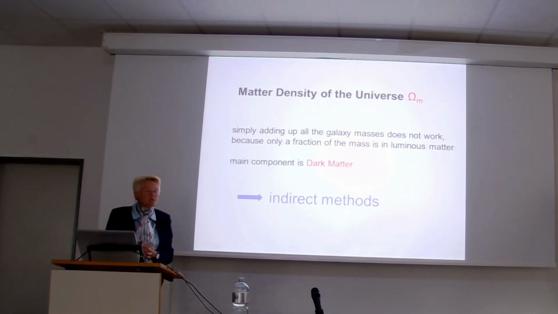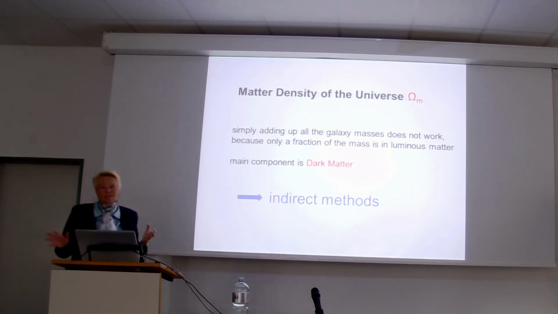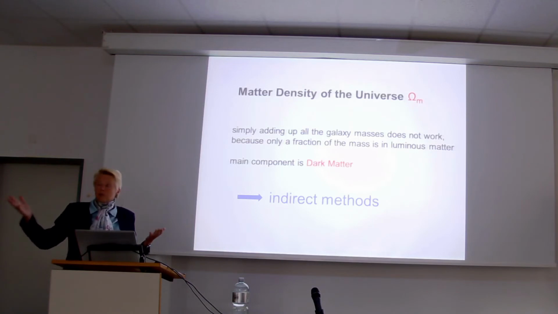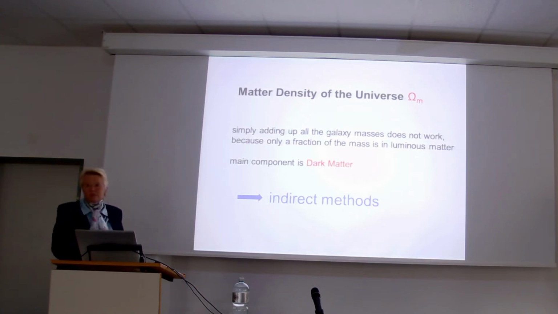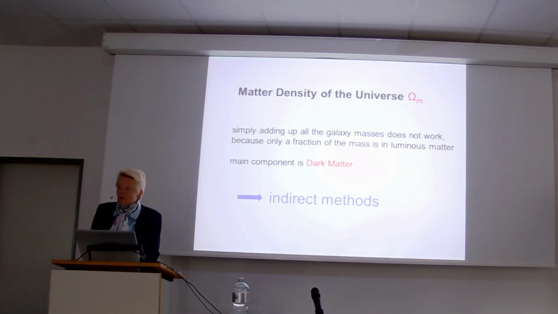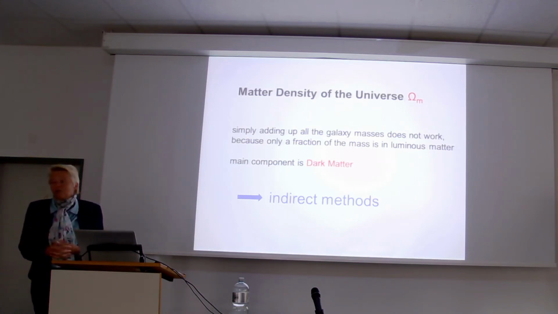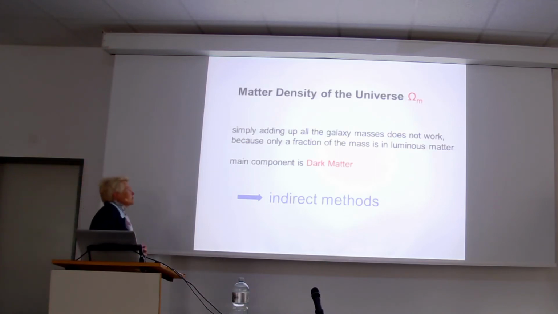For this, we start with the matter density. That's a bit simpler, but again, you can't do it in the way you would do it at first. You could add up all the visible light that you see, for example, all the light that galaxies are emitting, and then you find that doesn't work. Obviously, there is not only luminous matter in the universe, but there is also some component that is not luminous, and that is called dark matter. That makes it difficult, because we cannot observe dark matter directly, so we have to use indirect methods.